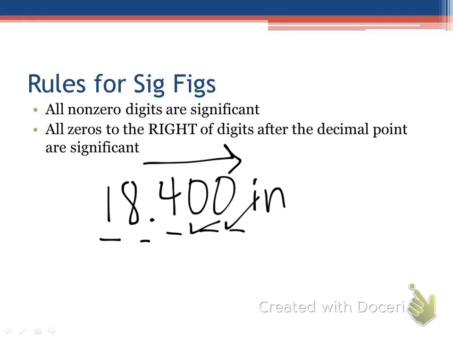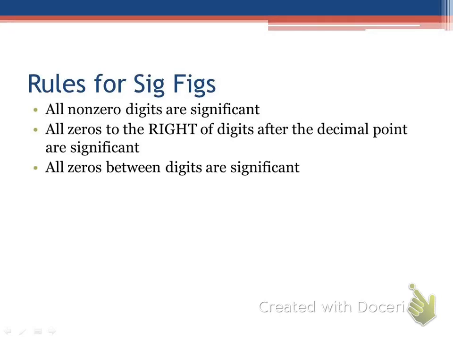Questions so far? Okay. Zeros that are in between digits are considered significant. This rule seems pretty common sense, because a zero in between digits is just part of the number, part of the actual measurement itself. An example would be 402 milliliters. That zero is just part of the number, so it is significant. How many sig figs do we have here? 3: 1, 2, 3. How about this?